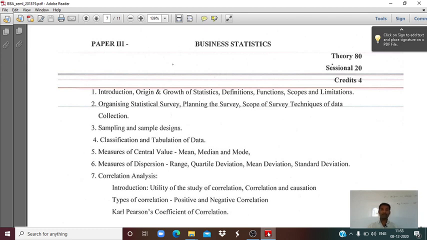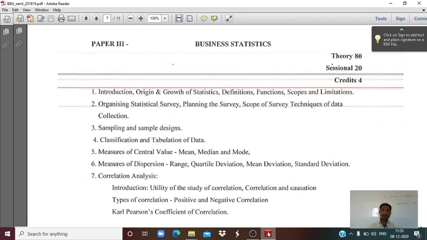Now, in the first chapter you have introduction to statistics. In that chapter we will learn the introduction, origin, growth of statistics, definitions, functions, scope and limitations of statistics. So in the first chapter we will learn what statistics is, what the origin of statistics is, what the growth of statistics is, and its scope and limitations.